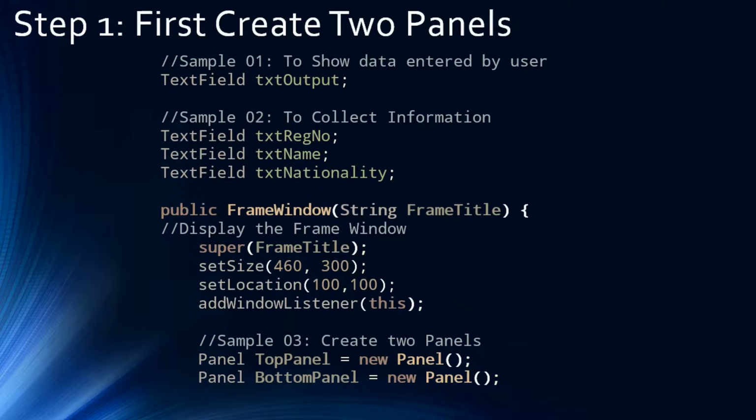So in the frame window constructor, if you see at code snippet 3, we create 2 panels. This panel is coming from the java.awt package, and this panel is a container as well as a component. So here we create the top panel. In this top panel we will add the output text box. The text box is created in code snippet 1. I mean, not created, declared. So we will create it in the next step. Next, in the bottom panel we will create the remaining controls and we will add them. Alright, so this is our first step.